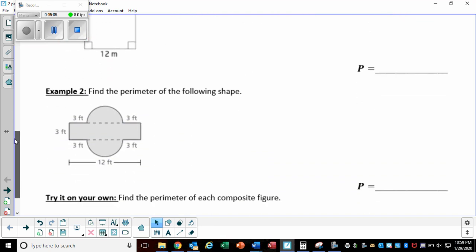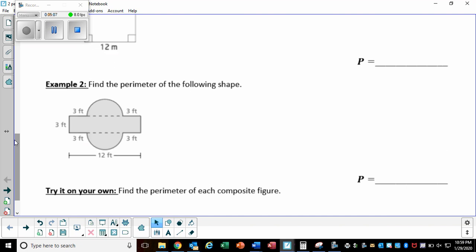Alright, example 2, a little bit more complicated. Now this one is not broken up into just 2 shapes. This one actually is 3. So they already split it for you, which is nice. So here you have a rectangle, which, because it's a rectangle, I know that these 2 sides are going to be the same. So this side is also 3. I'm going to label that.